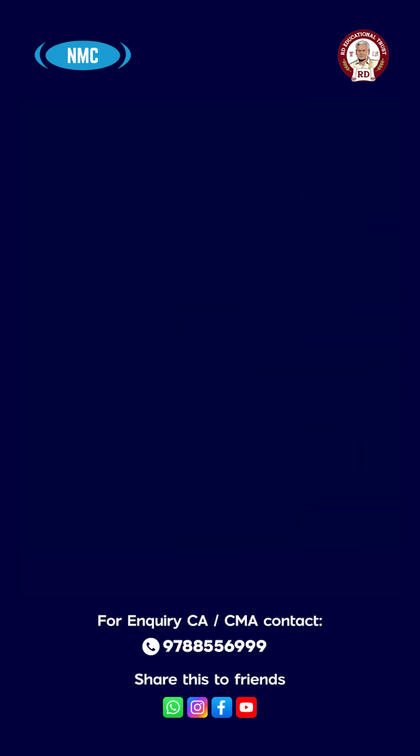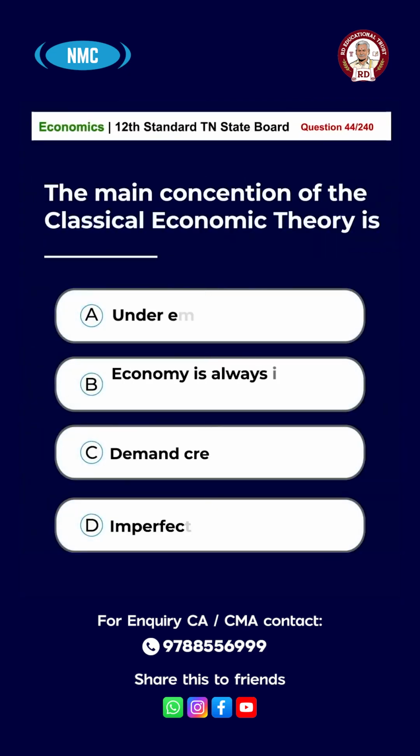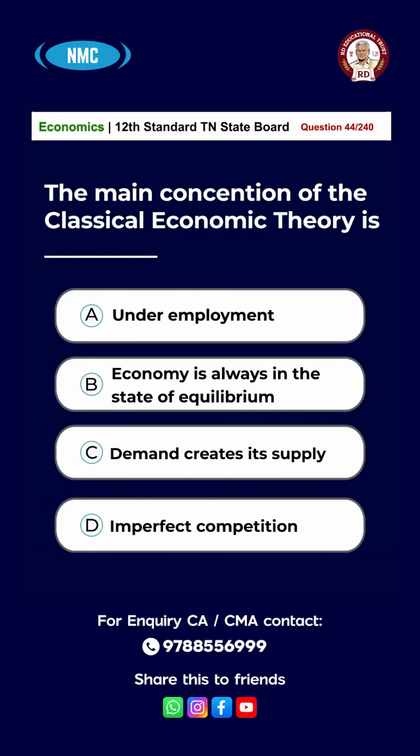Dynamic society. Question number 43. In disguised unemployment, the marginal productivity of a labor is A. 0, B. 1, C. 2, D. Positive. The answer is option A. 0. Question number 44. The main connection of classic economic theory is A. Underemployment, B. Economy is always in the state of equilibrium, C. Demand creates its supply, D. Imperfect competition. The answer is option B. Economy is always in a state of equilibrium.